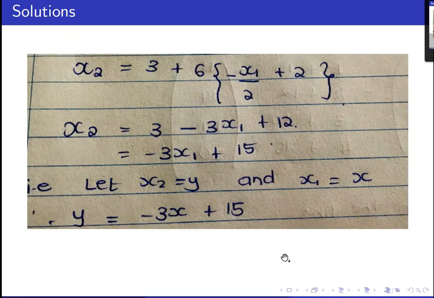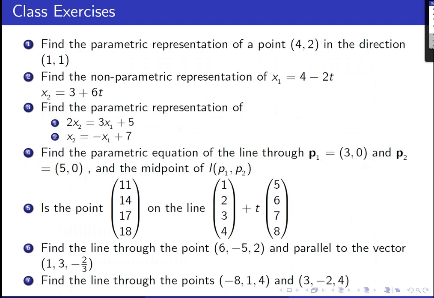And then we move on to number 6. In number 6, we need to find the line through the point (6, -5, 2) and parallel to the vector (1, 3, -2, 2/3). And in number 7, we need to find the line through the points (-8, 1, 4) and (3, -2, 4). So all of these questions are straightforward, and we can use the concepts that we have already covered.